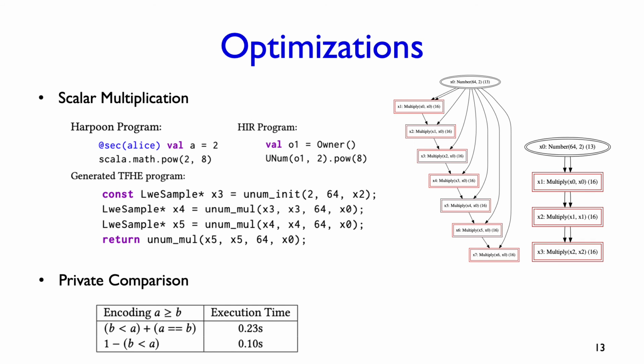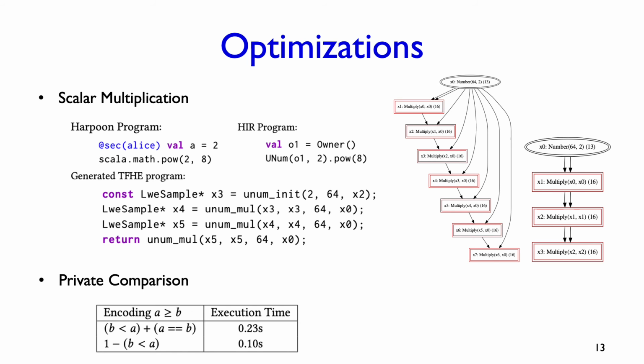For instance, let's compute the 8th power of an encrypted number. The code shown on the left represents this computation. If we translate this naively, we may end up with 7 multiplications, but by grouping these computations, we can accomplish it with only 3 multiplications. The abstract circuits are shown on the right.